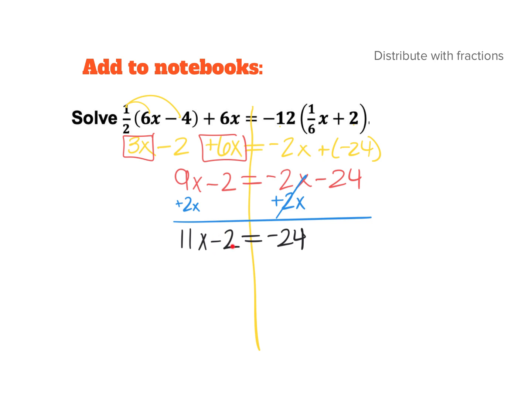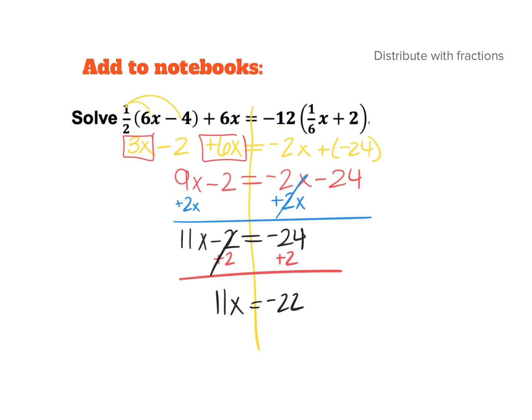And now we're going to get rid of this minus 2 so we can isolate our variable on one side. I'm going to do that by adding 2 to the left and adding 2 to the right. And I see that I have 11x equals negative 22. It's looking a lot cleaner right now.